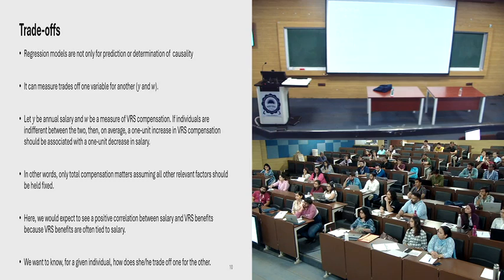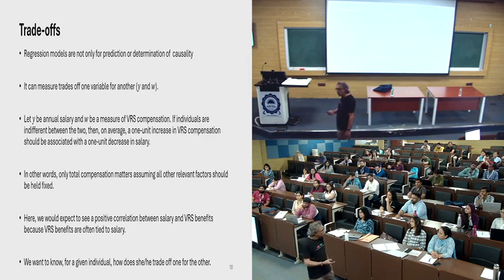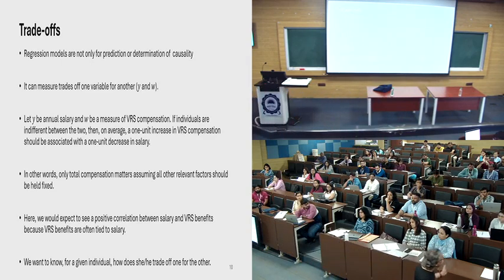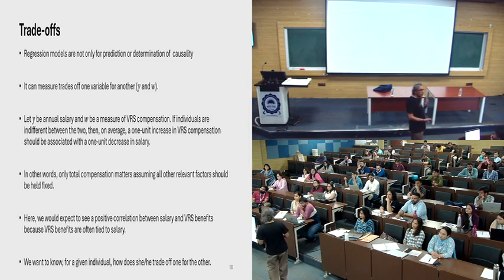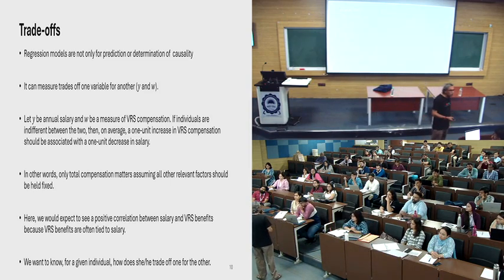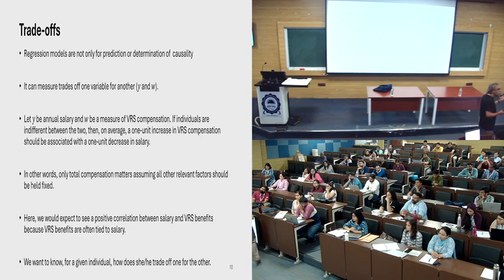Clear? So given this, what should we expect? A positive correlation between salary and VRS benefit. Why? The VRS benefits are always tied to the salary. If your basic is 30,000, your VRS would be different than if your basic is 60,000. Clear? So the more your salary, the more your VRS benefit, a positive correlation between the two. And then what we want to know, for a given individual, is how he or she trades off the one, which is the salary, for the other, which is the VRS compensation. Is it clear? Fine.